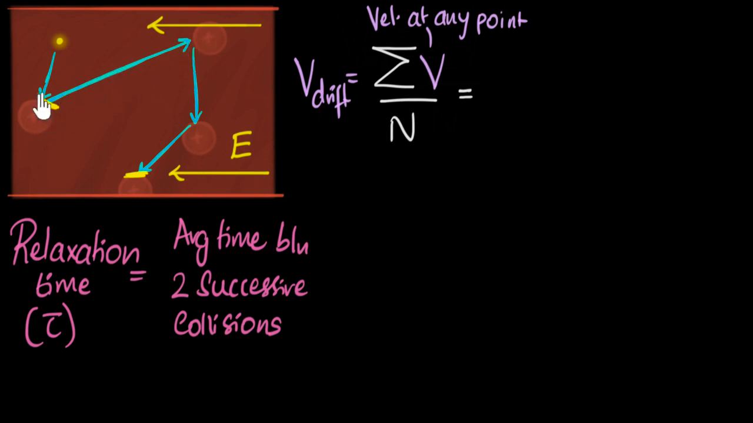Okay, so if I wanted to know what the velocity at this point was, I'm just going to draw a couple of points. At this point, I would just have to know what the velocity was just after the collision.